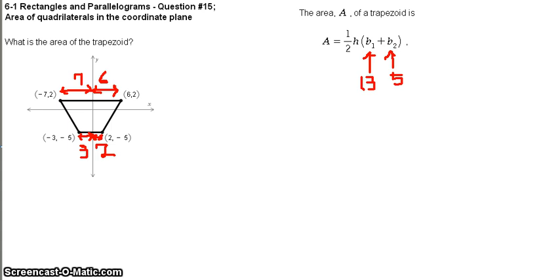I'm gonna use blue for my height. As I said just now, my height is just the distance between these two bases. So the blue line right there, that's my height. We're gonna use this point, and the distance from this point to the x-axis is 2. And the distance from this point to the x-axis is 5.